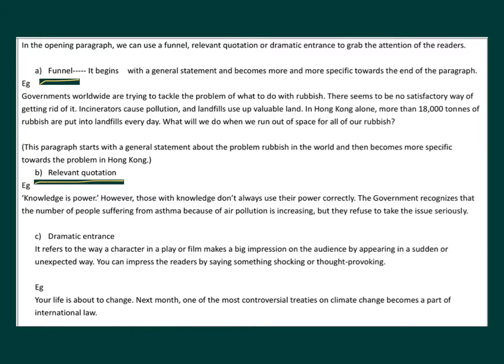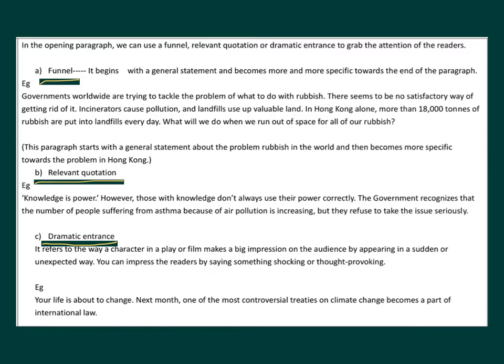B. Relevant quotation. For example, knowledge is power. However, those with knowledge don't always use the power correctly. The government recognizes that the number of people suffering from asthma because of air pollution is increasing, but they refuse to take the issue seriously.